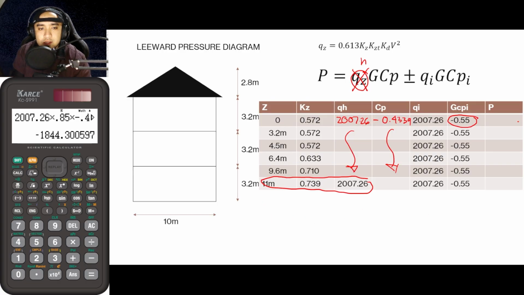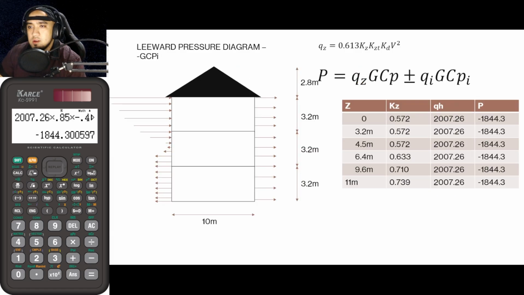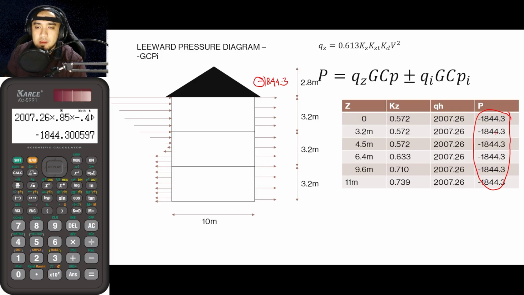And as you know, guys, all of these values would be the same as well as for all of these values. Meaning, all of the pressures here will be the same. As you can see in the calculator, this is now the answer: negative 1844.3, and that is constant throughout. And from that, guys, this is now what it would look like. Negative 1844.3. Take note, a negative value means that it is a suction, I should say. And from that, it must be directed away from the building.